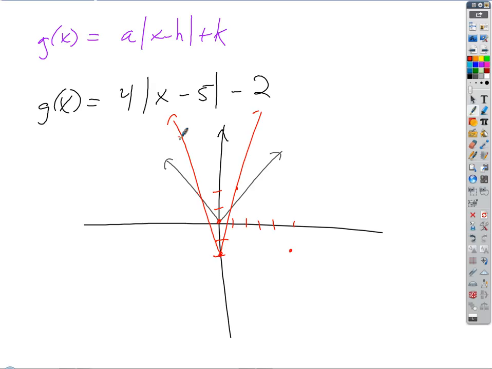Okay, make sense? Do you need to draw over 5? Say it again. Draw it over 5. Oh, whoops, I forgot to draw it over 5. Yeah, you're right.